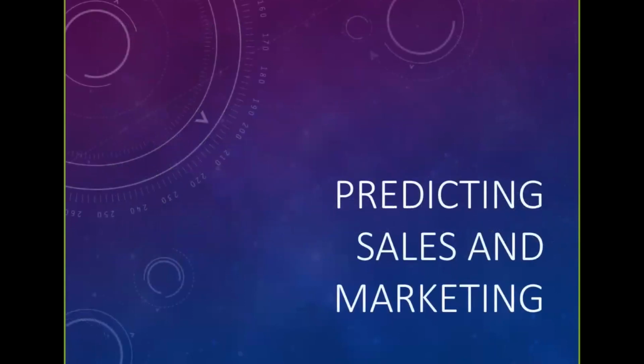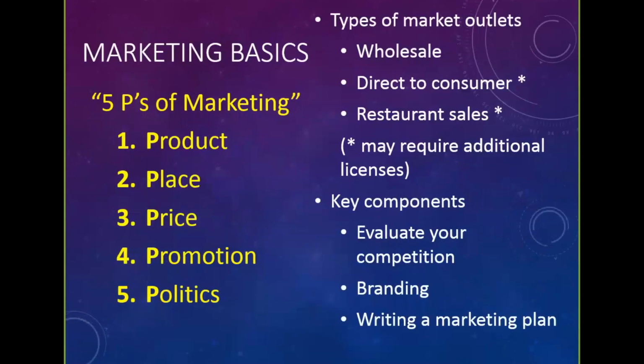All right. So now we're going to talk a little bit about predicting sales and marketing. When you go to business school, they tell you that there are the 4 P's of marketing. But I have learned there are actually the 5 P's of marketing. So the first is your product, which is what you're producing. Your place, which is kind of like where you're at, where you're going with it, what you're going to sell, where you're going to sell it at.